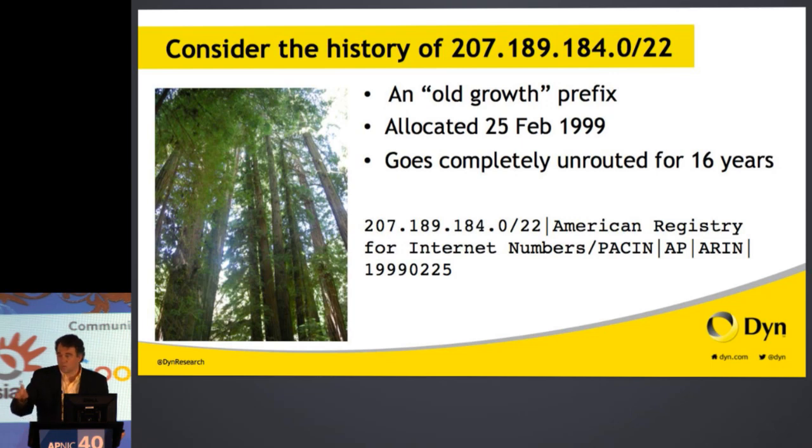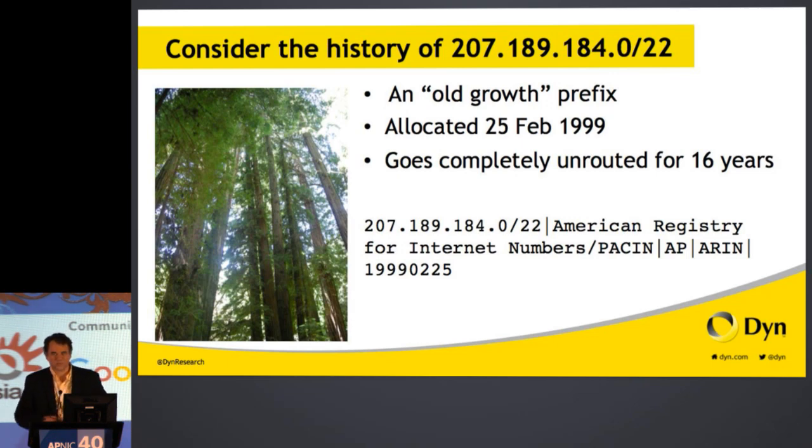So I will show one example from this region to show the thought process. So here's a /22. This is an old growth prefix. This thing was allocated before the turn of the century, and it was in somebody's back pocket, and they didn't route it. For 16 years. It exists, it's never in the table. Okay, well, that couldn't last.